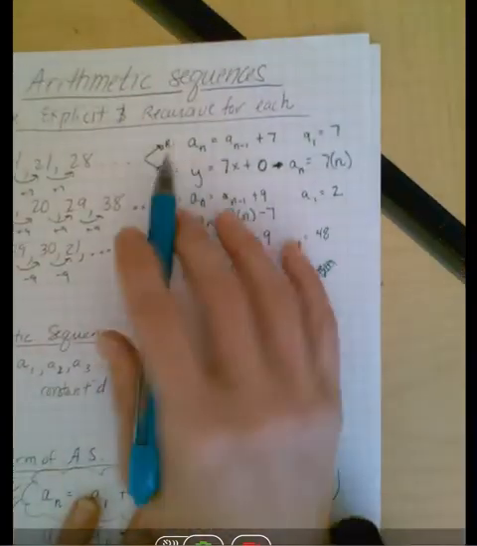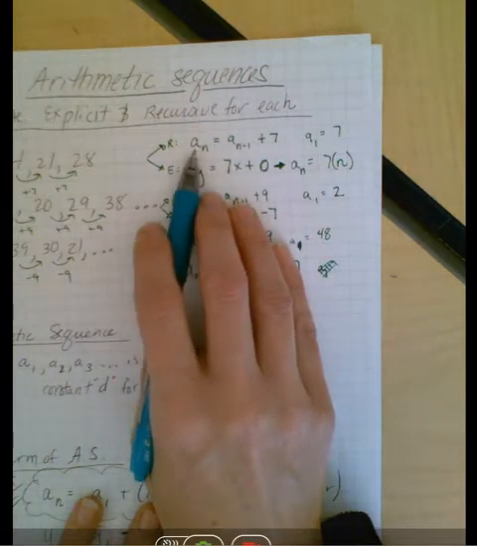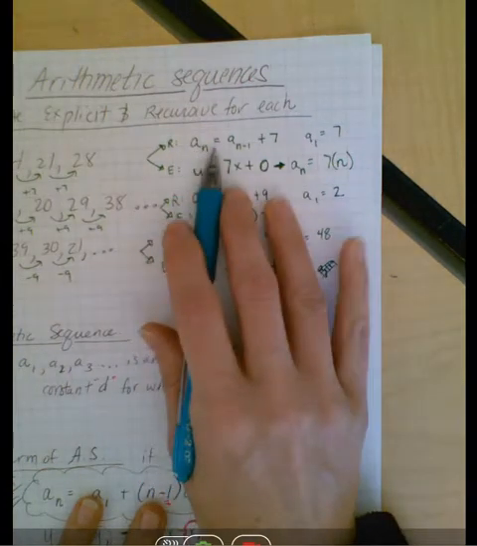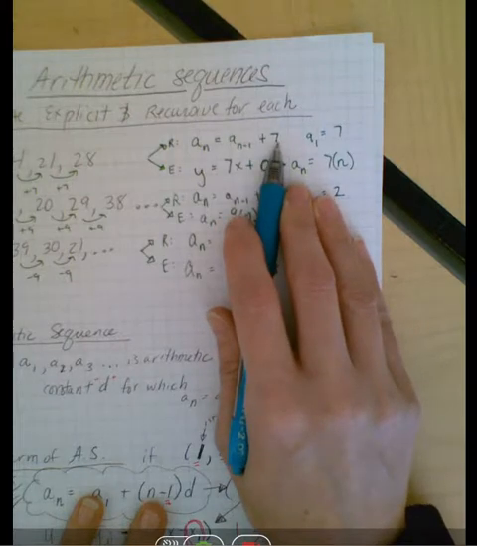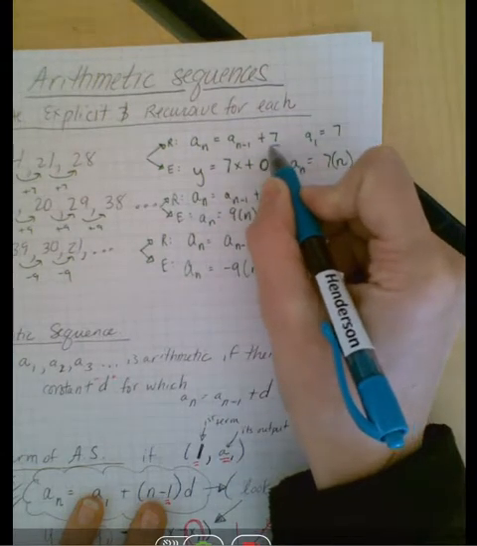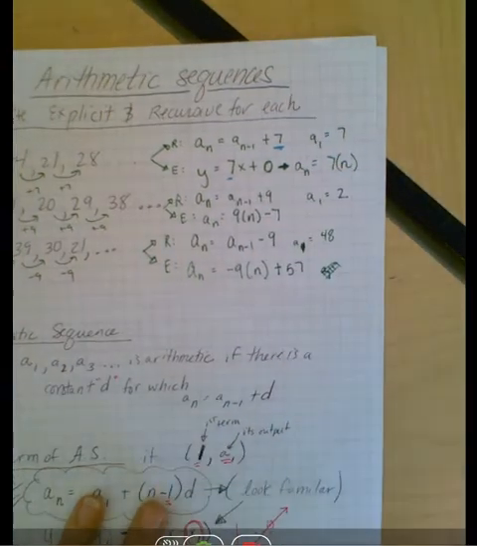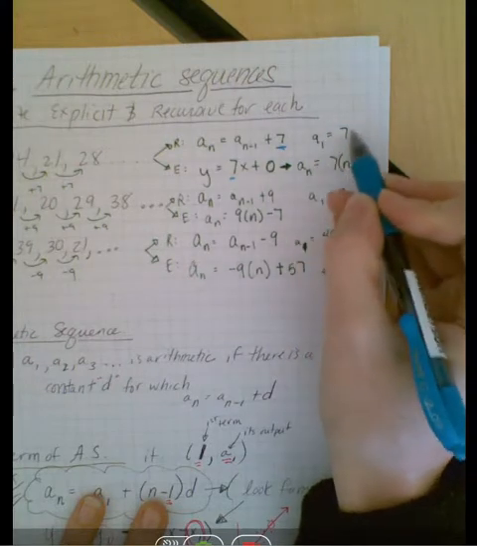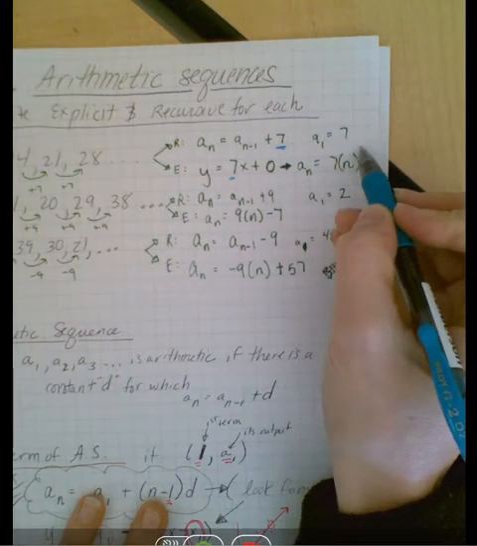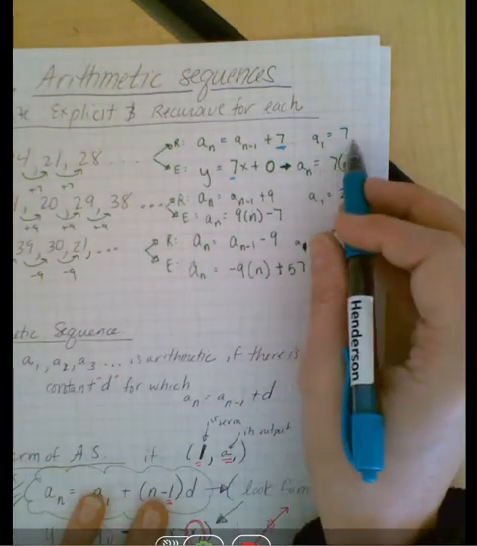So we have written recursive equations in the past. You can say that I get to my next term by taking my previous term and adding 7 to it. It's a common difference. You'll see that this number shows up in both recursive and explicit notation. And then we say that we started at some specific number. Well, what number did we start at? In this instance, our first term, a sub 1, was 7.